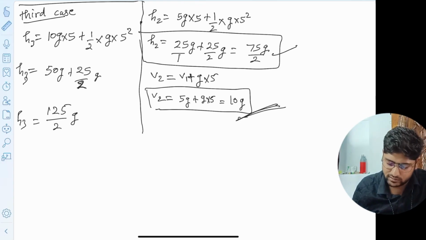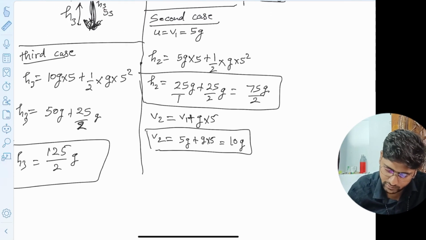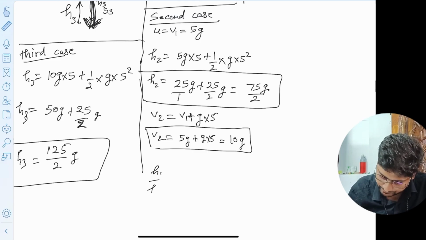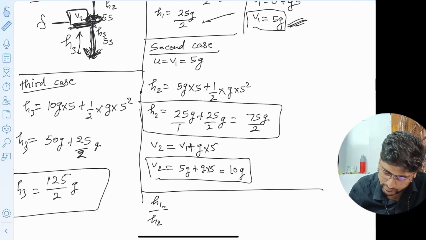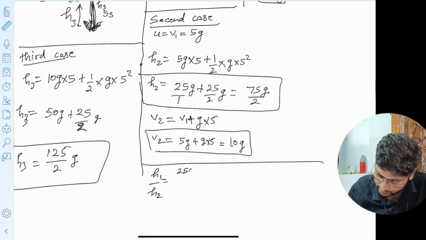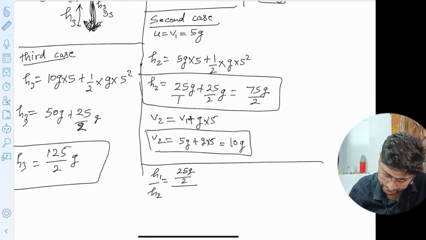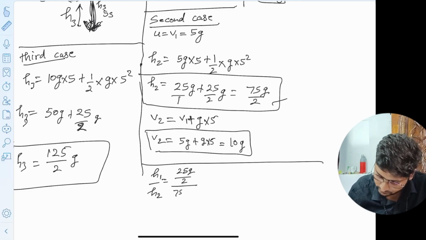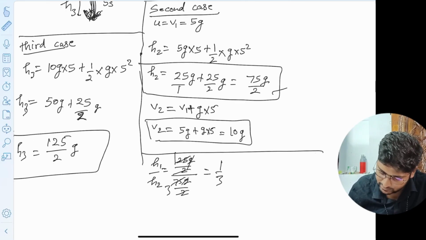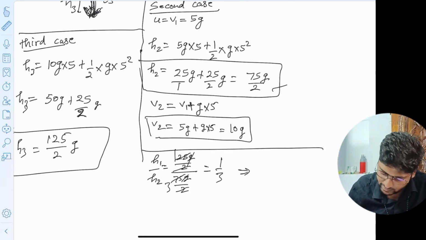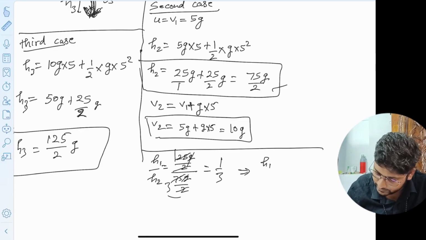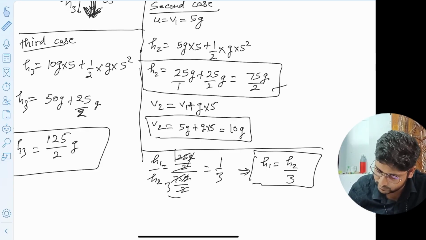Now we got h1, h2, h3. Let's calculate h1 by h2. h1 is 25g by 2 and h2 is 75g by 2. The 2 cancels, g cancels, 25 over 75 equals 1 by 3. This implies h1 equals h2 by 3.